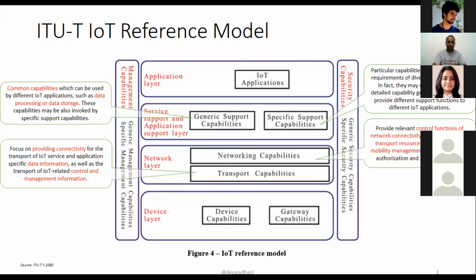And when you look at the transport capabilities, they are more about not controlling, but rather providing the connectivity. So that includes, as I have highlighted, data information, control and management information. And the layer below, which I'm going to discuss in a little more detail, is the device layer, which includes device capabilities and gateway capabilities.